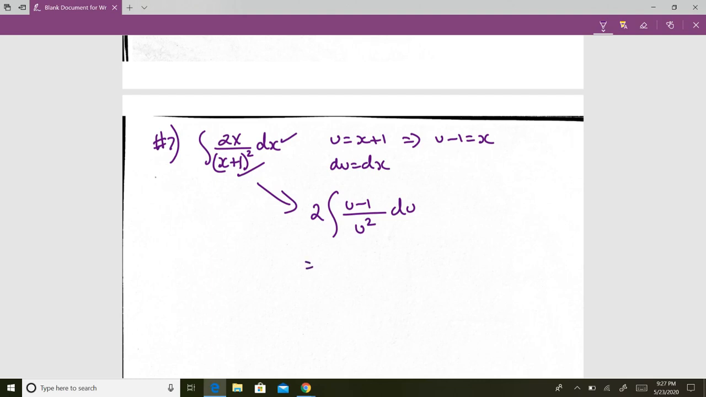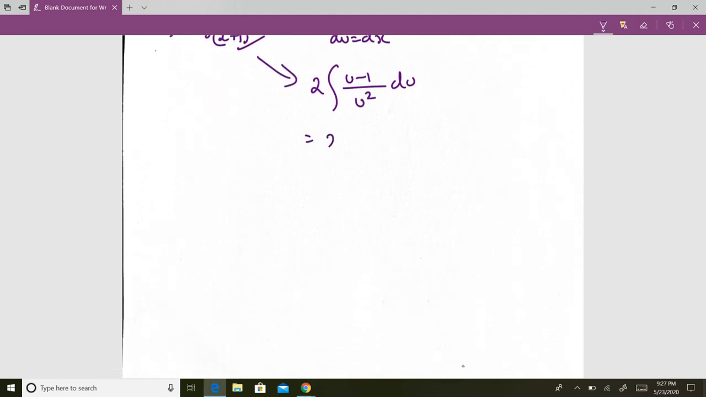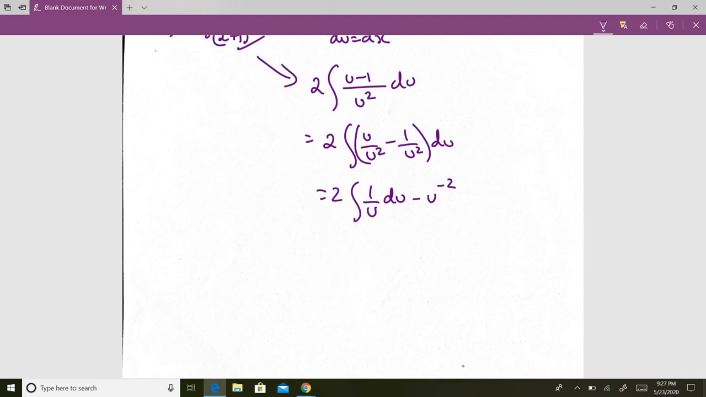Again, single denominator, so we're going to want to split that up. u over u squared minus 1 over u squared du. And those can be separated into 2 different integrals. 2 times both of them. u over u squared is 1 over u du, so that's screaming at you for the natural log. And this we're going to rewrite as u to the negative 2 du. That's regular integration. So I guess it's 2 times all of that.